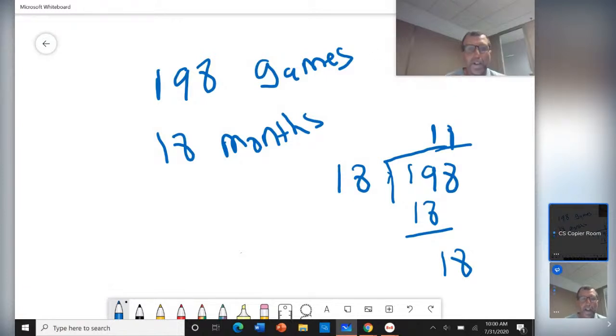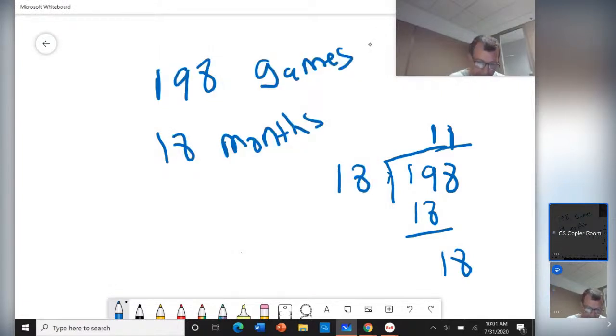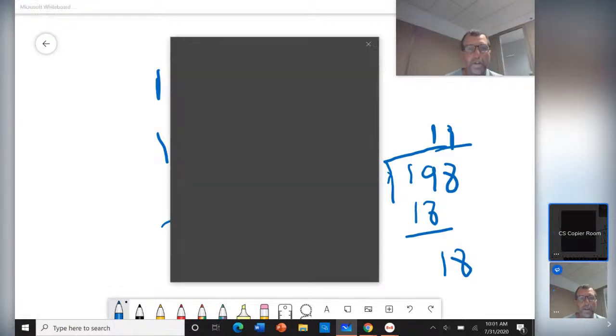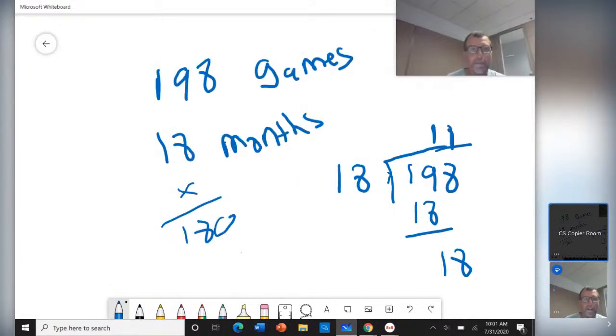And one thing I want you to look at, if you do 18 months, if you just start with 10, if you think it's 10 games, you're going to have 18 times 10, that would be 180. So you know it's not 10, it's a little bit bigger. But usually starting with 10 would give you a ballpark figure of where you want to go. So the answer would be they would play 11 games a month for 18 months, and that gets you up to 198 games.